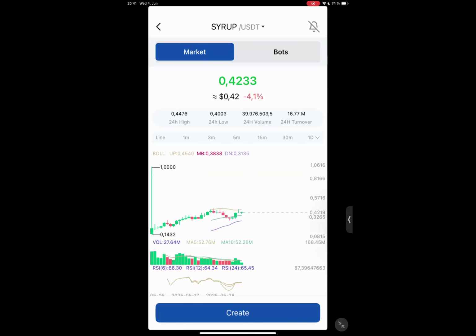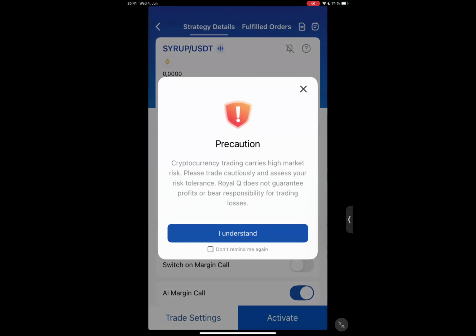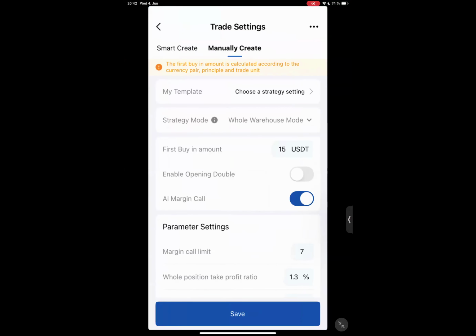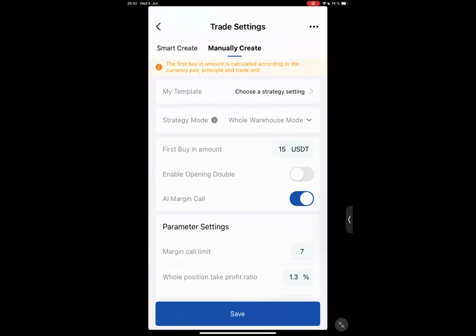So you search the coin, you tap on create, then you choose Martingale strategy bot because that is what we use. Grid bot is different. Then you tap on create. Don't remind me again. I understand. It's a risk precaution. So you can see there are no settings here. I'll quickly tap on trade settings. Then this is the default trade settings that comes with RoyalQ. But I'm not going to use it.